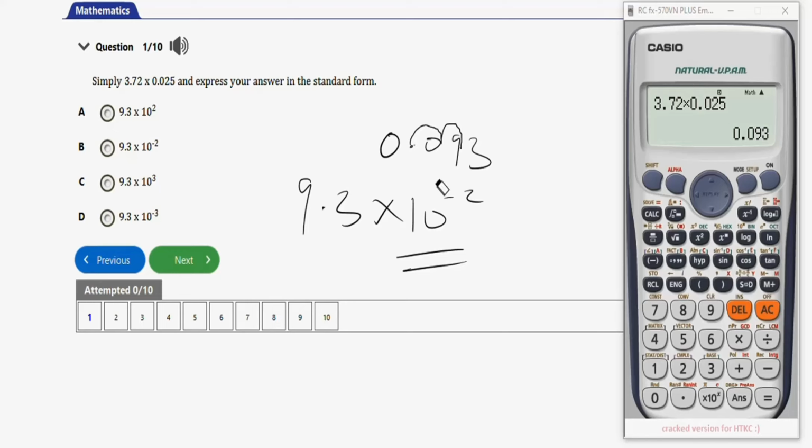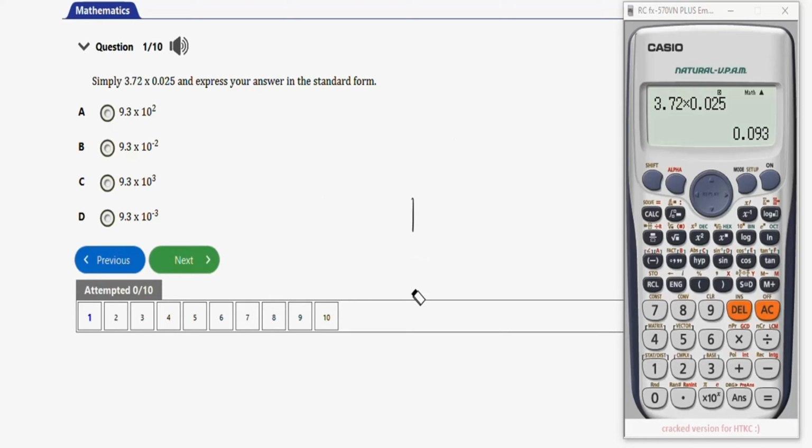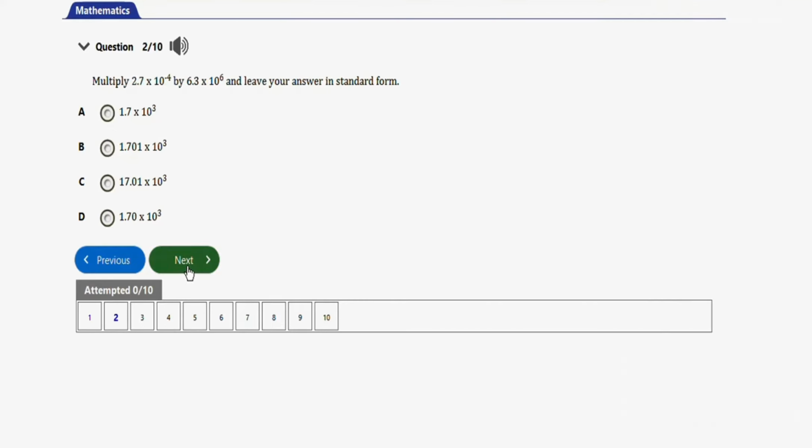Okay, so it's as simple as this. Let's wipe this now and solve the next question. Okay, so the next question will be this one. It says multiply 2.7 times 10 to the power negative 4 by this and leave your answer in standard form.